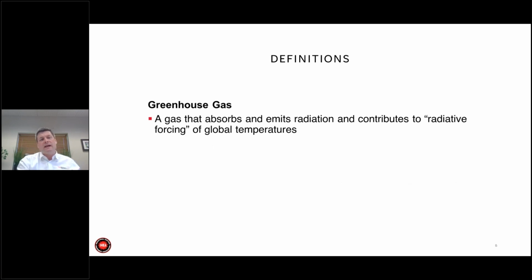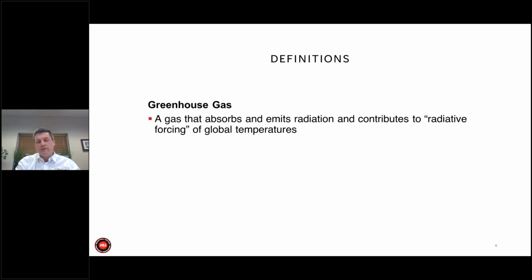And finally, what's a greenhouse gas? Technically, it's a gas that absorbs and emits radiation and contributes to radiative forcing of global temperatures. Now, what do I mean by radiation? Radiation is the sun's rays. The sun radiates light at the earth and then it bounces back into the atmosphere, and instead of letting those rays bounce into space, the greenhouse gases absorb that radiation and radiate it back towards Earth, which has a warming effect called radiative forcing. And the more of these greenhouse gases there are, the warmer global temperatures will be.